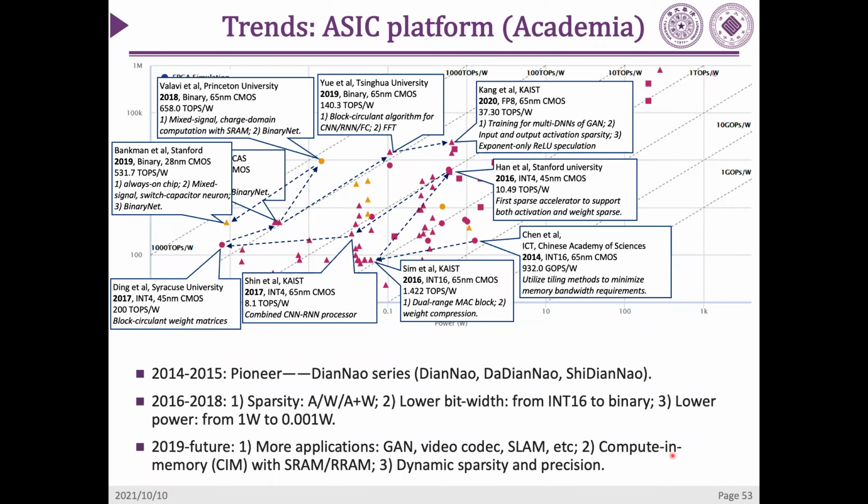And also compute in memory with SRAM and RRAM, because they can achieve higher energy efficiency, and dynamic sparsity and precision can also improve the energy efficiency.